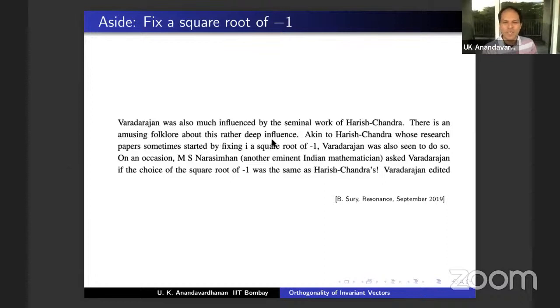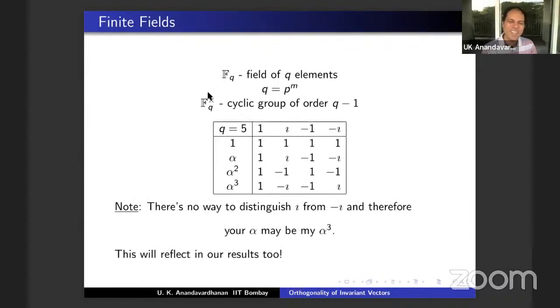The influence was so much that Harish-Chandra had the habit of always saying, we fix an i, a square root of minus 1. Many of us may not do that. I mean, you just take an i and go ahead. It's all understood. Of course, you are fixing one. But Harish-Chandra apparently always fixed one very formally and clearly. And Varadarajan also used to do so. And on one occasion, M.S. Narasimhan asked Varadarajan if the choice of the square root of minus 1 was the same as Harish-Chandra's. Okay, but this ambiguity is there for us.